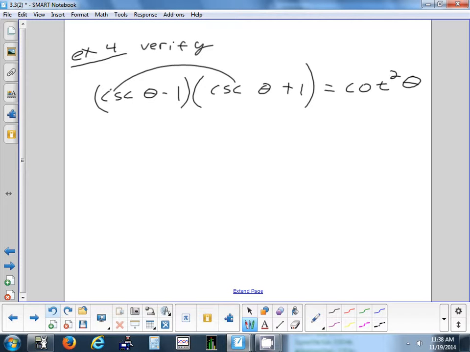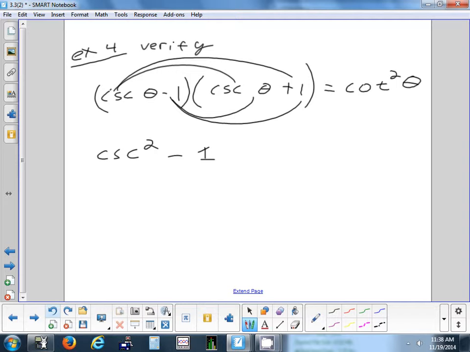Let's start with cosecant times cosecant. What does that give me? Cosecant squared. Okay, now just watch the next part. Don't write this part down yet. We have cosecant times positive 1. We have cosecant times negative 1. What happens there? Those cancel out. You get positive cosecant, negative cosecant. And then lastly, we have negative 1 times positive 1. Okay, we get negative 1.